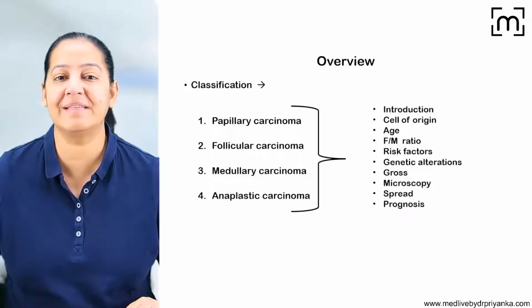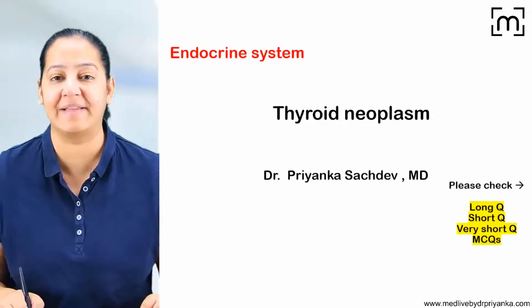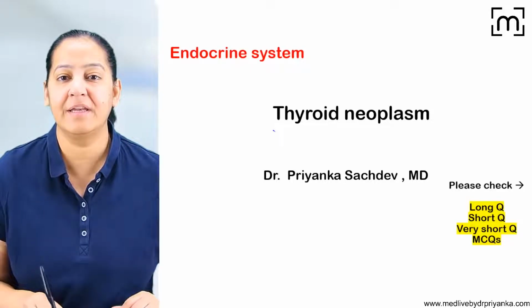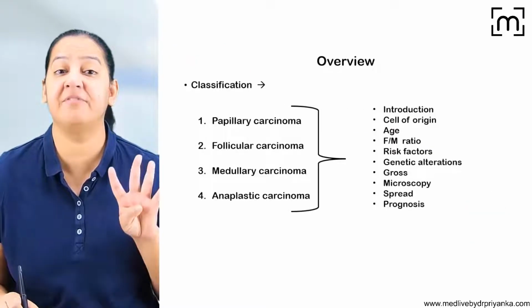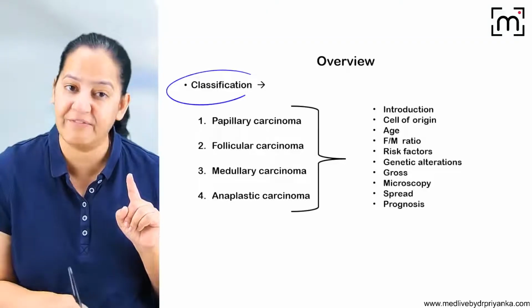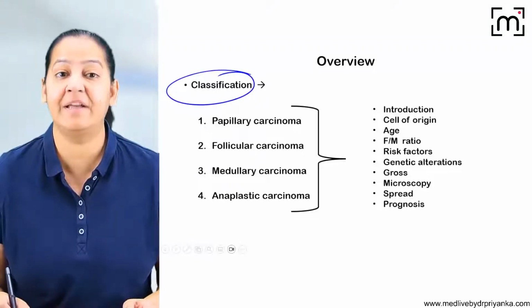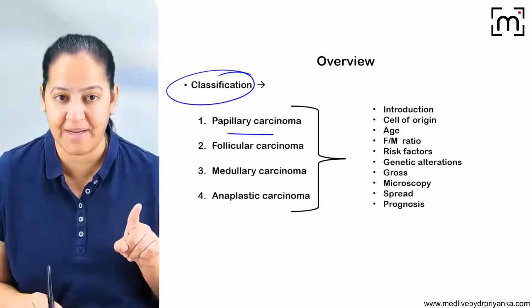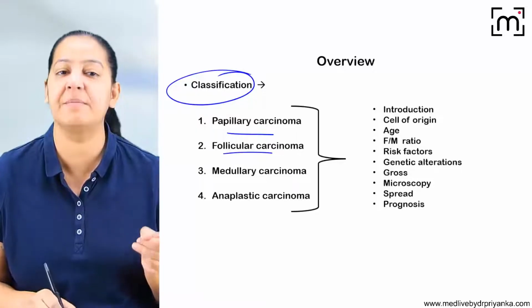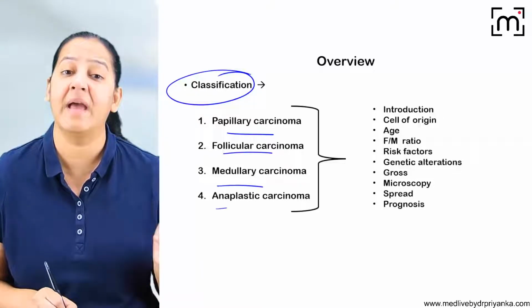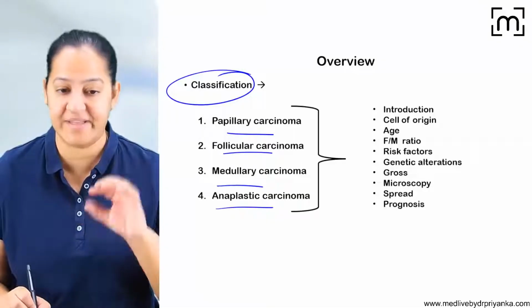So here you can see we are starting the topic, that is thyroid neoplasm. Here we will be discussing first of all the classification of thyroid neoplasm. Then I will let you know the 4 types, that is papillary carcinoma of thyroid, follicular carcinoma of thyroid, medullary carcinoma of thyroid and anaplastic carcinoma of thyroid, under a fixed set of headings.